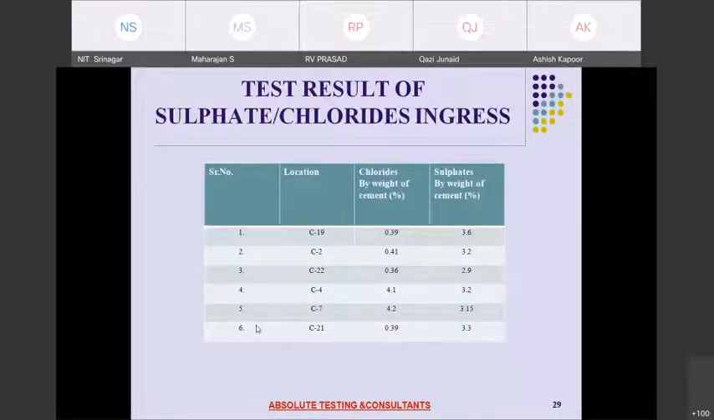And these are the test results for sulfate and chloride ingress. You can see at some locations the chloride is on the higher side, because these chlorides present in the form of salt are also responsible for the acidic environment.